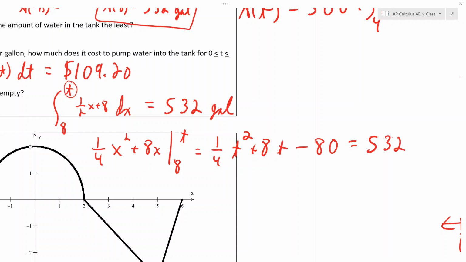I'm not seeing an answer here. Where's this graph? There it is. I'm going to get out of your way in a second.